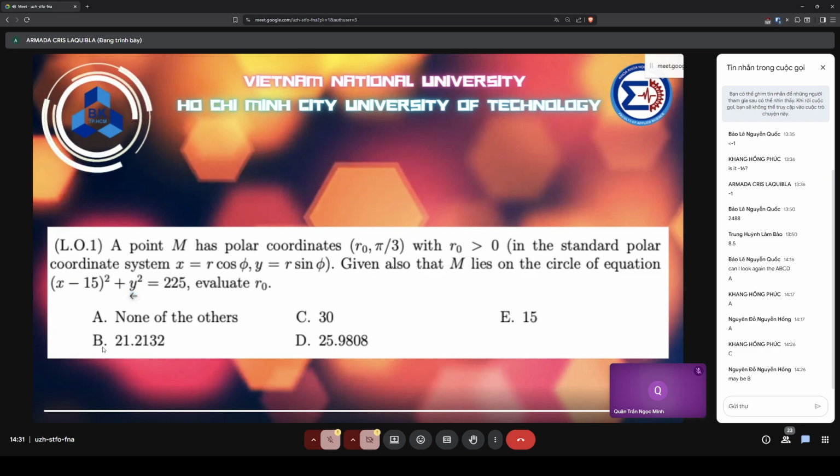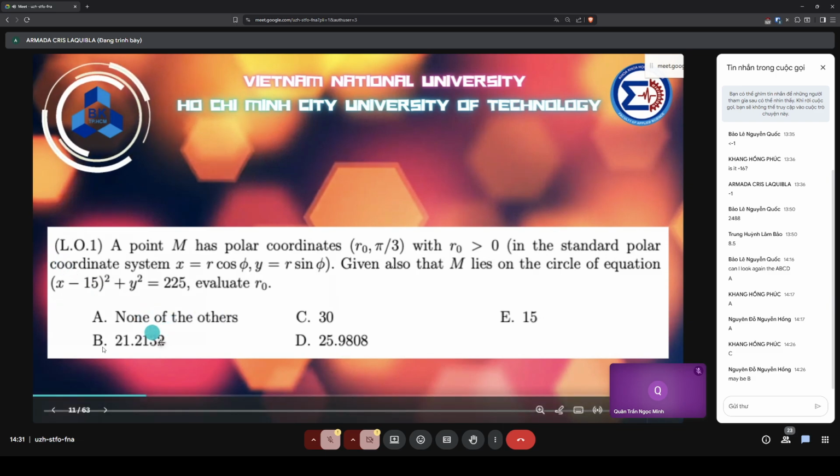So in this equation, you have now all r sub 0. Now, in your calculator, you do not have an r sub 0 there. So you can use any variable there like x or y in your calculator. Okay? Just replace it there with x and y. And it will give you a value. So which of that is the value? Is it A, 9 of the others, B, 21, C, 30, D, 25.98, or E is 15? So your timer starts now.